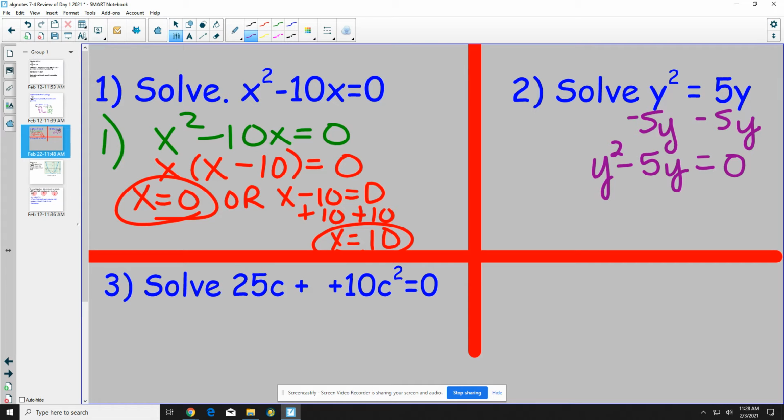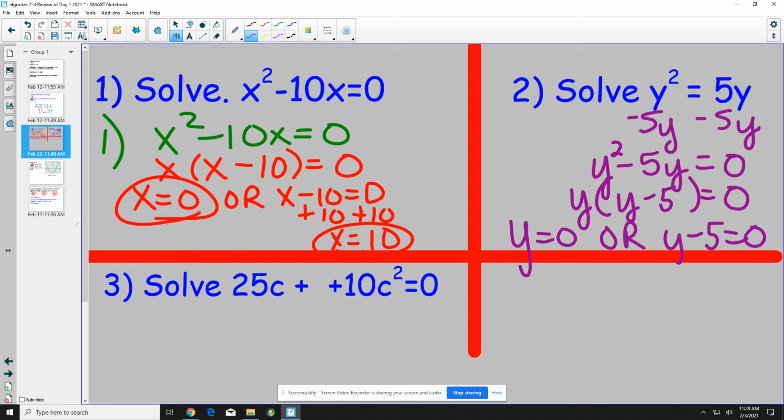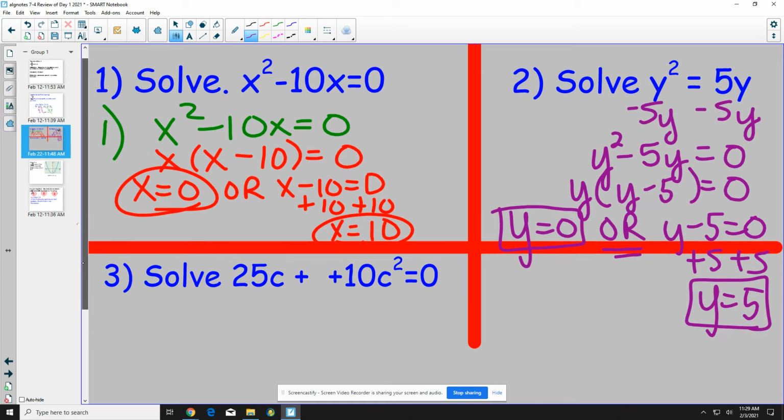Now, what could I factor out? What goes into y squared that also goes into 5y? Y, right, so I'm going to factor out a y. What would I have left in parentheses? Y minus 5, right. So then from there, I set y equal to 0 or y minus 5 equal to 0. Well, the first one's already solved, y is 0. But the second one, I've got to add 5 to get y equals 5. So my two solutions would be y equals 0 or y equals 5.